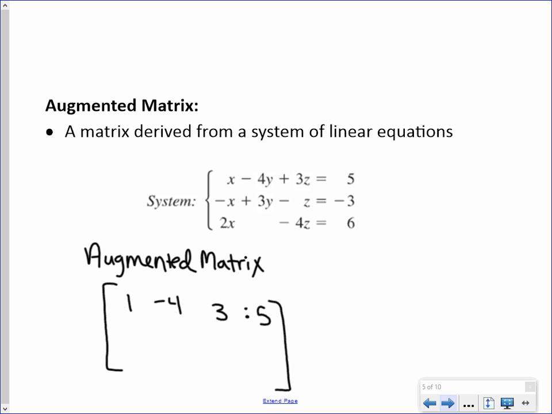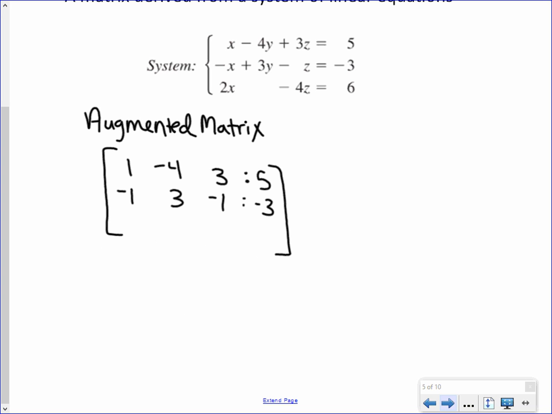And then I could do that for every row. So then the next equation would be negative 1, 3, negative 1, negative 3. And the last one, just be really careful if in a system you're ever missing a variable. Make sure that you put the placeholder of 0.